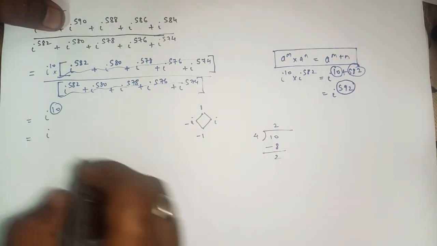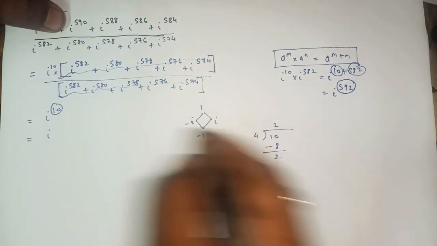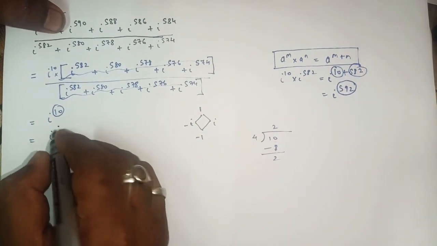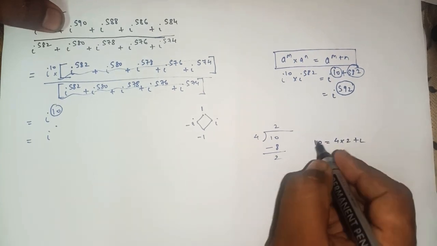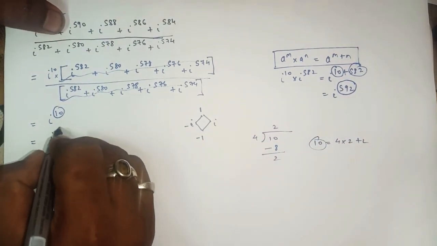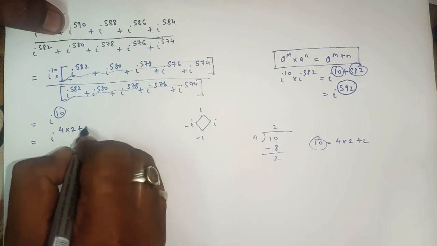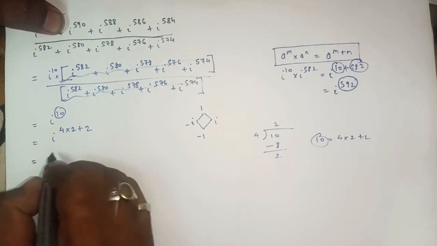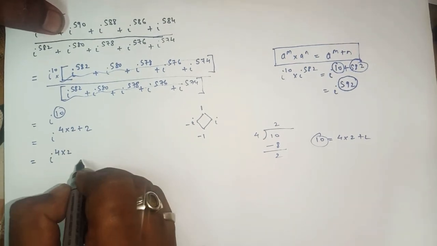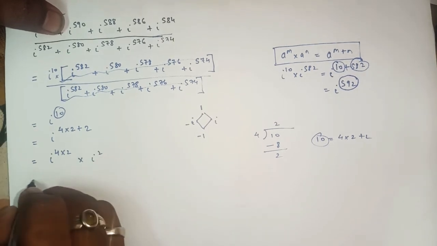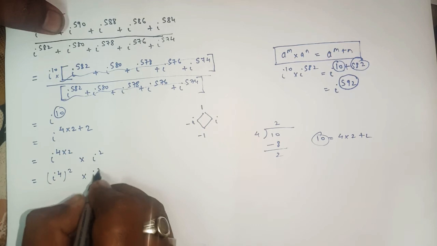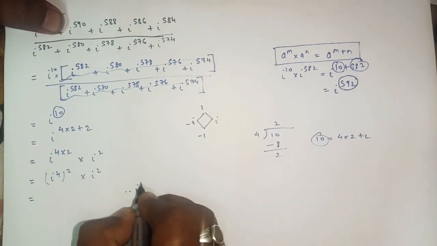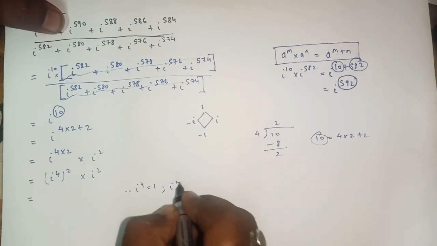So i raised to 10 we can write as what? Dividend equals divisor into quotient plus remainder. So 10 we can write as 4 into 2 plus 2. Further this we can write as i raised to 4 into 2 into i square. I raised to 4 we can write as i raised to 4 the whole square into i square. We know that i raised to 4 is 1, and i square is minus 1.